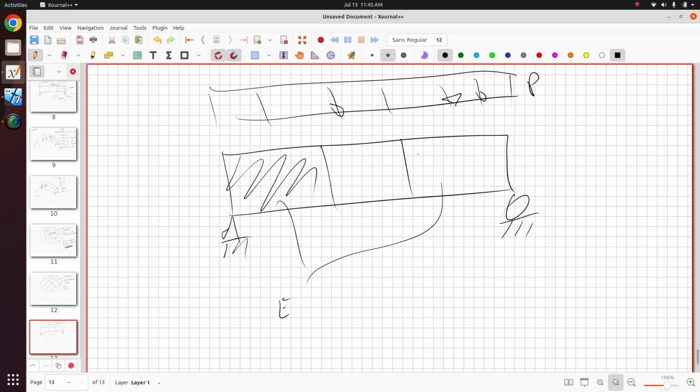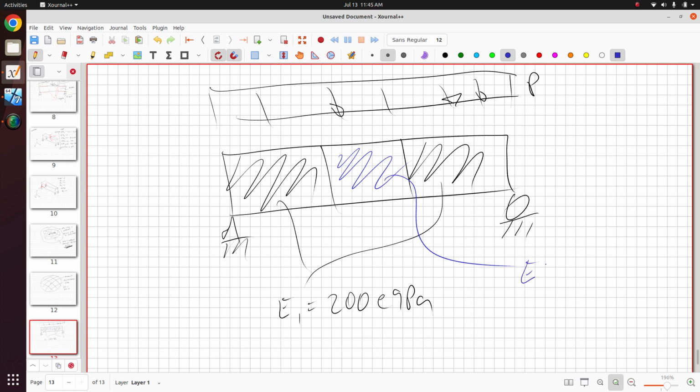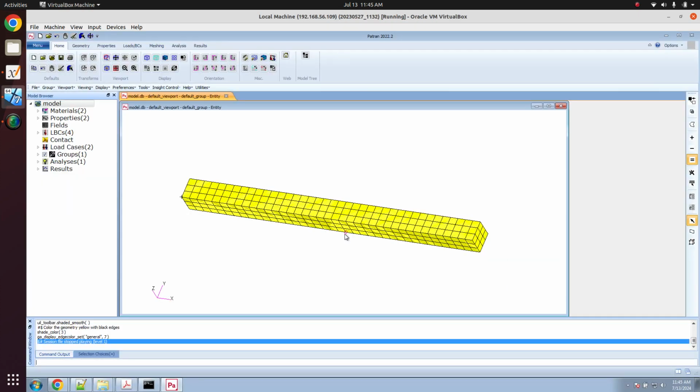This part of the beam and this part of the beam, the Young's modulus is very high. So 200 gigapascals, if you will. But then here in the middle, we gave this a really small stiffness, maybe 1 Pascal. So let's go ahead and see what happens here.